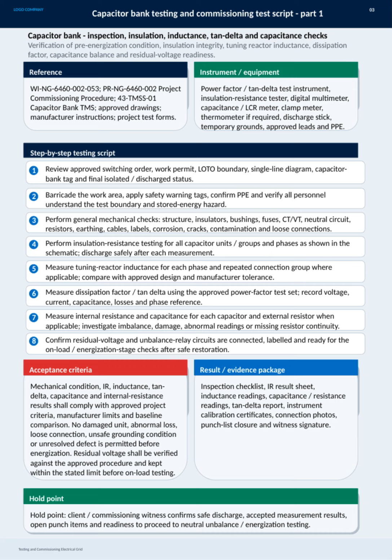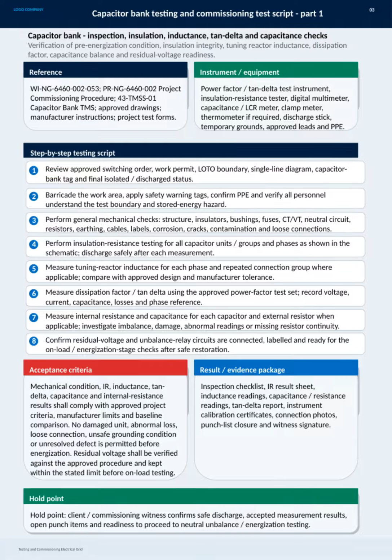First, we review all documentation, permits, and ensure the capacitor bank is properly isolated and discharged. Next, we secure the work area with barricades and safety tags and confirm that all personnel understand the test boundaries and hazards. Mechanical inspections follow, checking structural elements, insulators, bushings, and connections for any issues. Then, insulation resistance measurements are taken on all units and phases, with safe discharge after each test to prevent hazards. We measure tuning-reactor inductance and compare results with approved design tolerances to detect deviations.